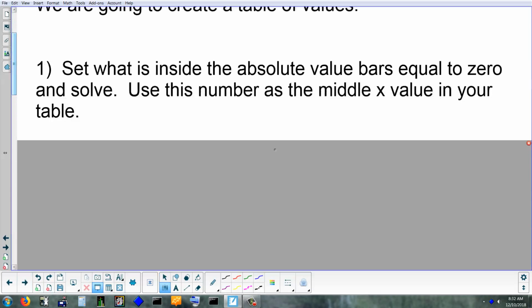So first thing we want to do is set what is inside the absolute value bars equal to 0 and solve. When we get that number, use this number as the middle x value in your table. That value we found is going to be the x value for our vertex. Like we talked about, when the graph starts to change directions, that's the x value where it's going to happen on the x-axis. So when we set what's inside the absolute value bars equal to 0, we're going to ignore the absolute value bars.